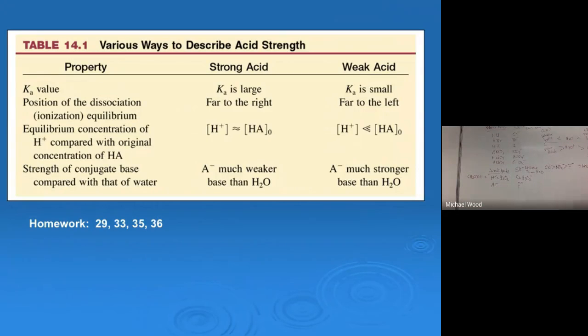And again, you've got the lab to be working on, but there are problems you can look at. For strong acids, the Ka is large, it goes far to the right. The H plus equals the acid, and the A negative, that's the conjugate base, is a much weaker base than water. And for weak acids, the Ka is small, so equilibrium is going to the left. The H plus is far less than the HA, but the conjugate base is much stronger than water.